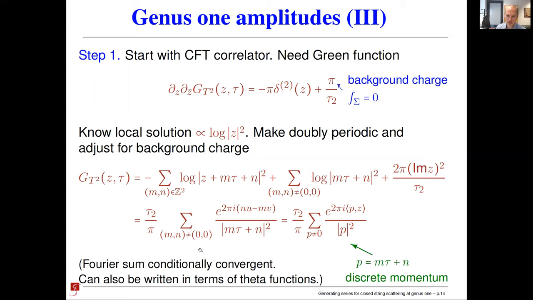the Fourier mode divided by the square of the modulus of m tau plus n, which is nothing but the discrete momentum on this compact space. So this is really like the usual propagator in field theory. It's 1 over p squared with a Fourier mode. And this is the conversion from the momentum space propagator to the position space propagator.